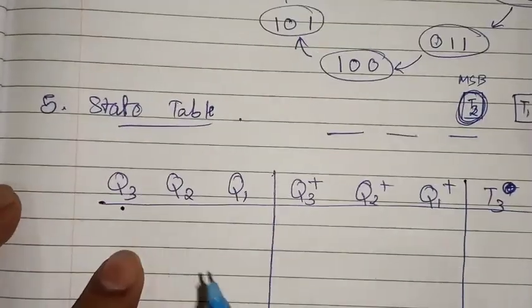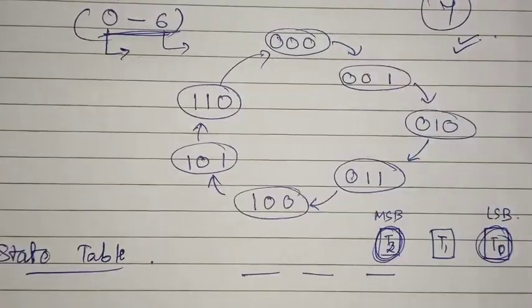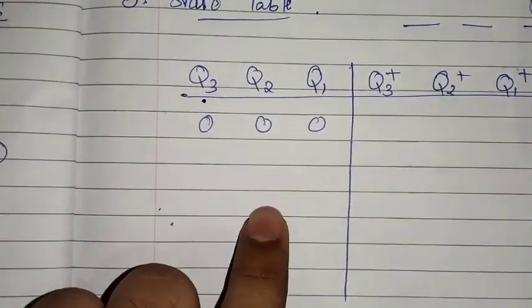But we just need to take care of what values need to be filled in these rows that would be equal to this state diagram that we just built. So what is our first value that Q3, Q2, Q1 will hold? It is 0, 0, 0. So this is the initial value.